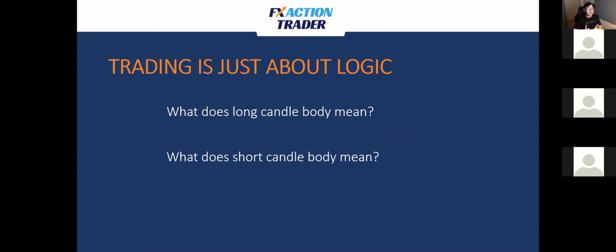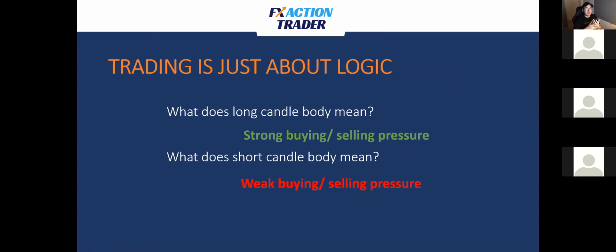And trading is just about logic. When a candle body is very long, it means that the current buying pressure or selling pressure is very strong. If there is a short candle body, it means that the buying pressure and the selling pressure are very weak. If you look at the pairs, let's say you're looking at Euro Dollar.